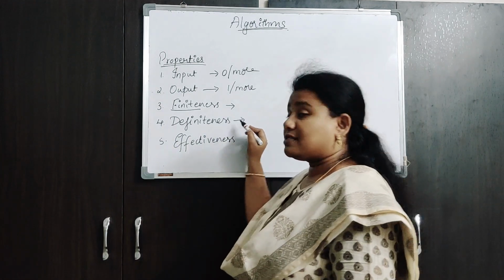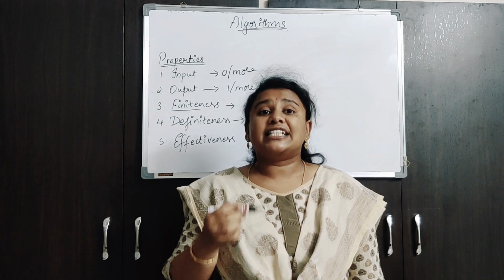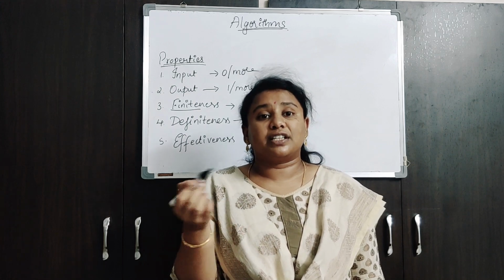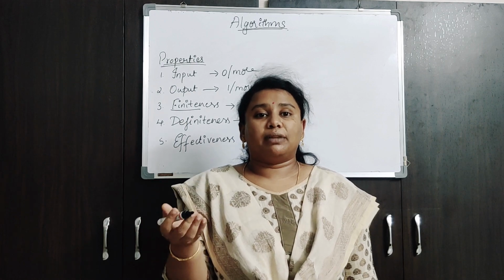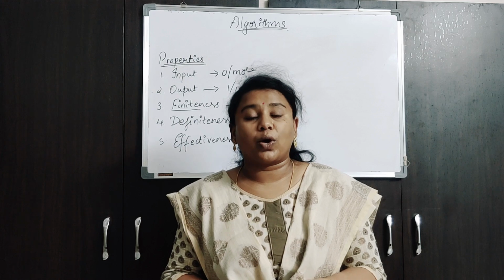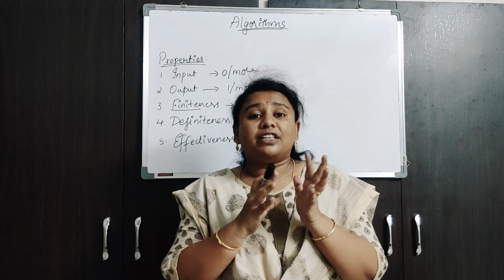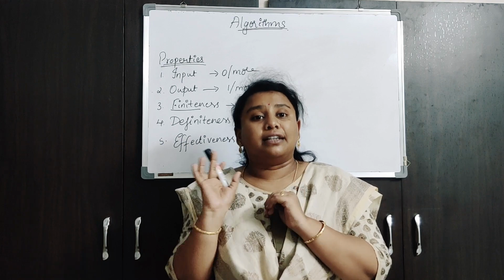Next, definiteness means it must be very clear. There should not be any confusion in stating your solution. Suppose in the tea preparation itself, if you say directly pour milk, where do we pour the milk? We have to pour it in a vessel, and before that the vessel has to be placed on the stove, and the stove must be lit. So everything will be happening in a sequence. That sequence must be stated clearly.